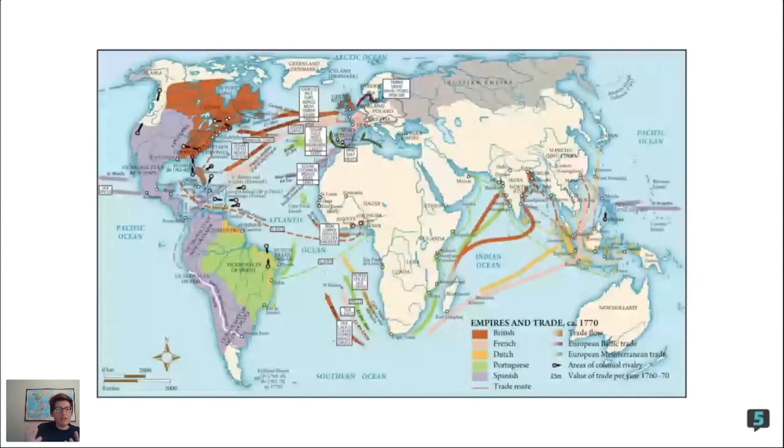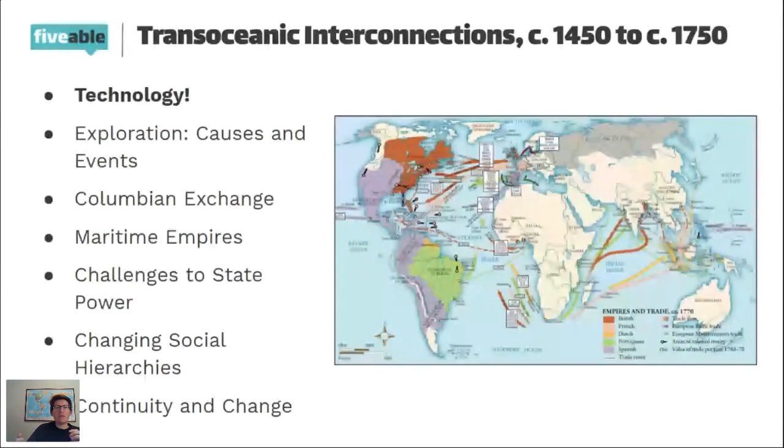But when we're thinking about trans-oceanic interconnections, we want to think about how those came about. So we're going to start thinking about technology. We'll talk about the causes and events that come about with exploration. We're going to talk about the effects of the Columbian Exchange, what maritime empires look like, how states were challenged, changing social hierarchies, and then we'll end with a little bit of changing continuity in this time period. So first, let's talk a bit about technology.